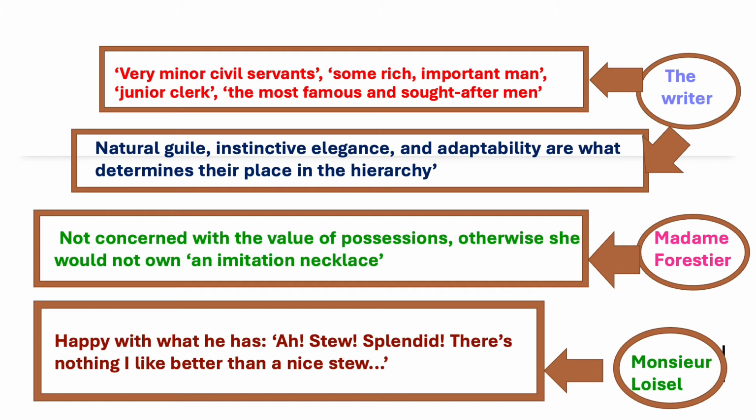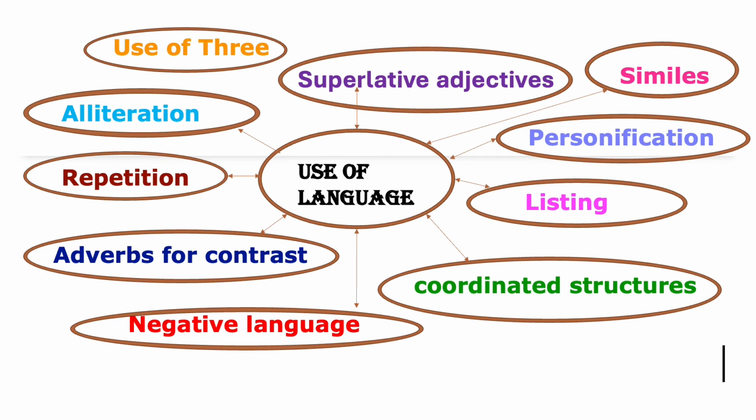Loisel's husband, on the other hand, is contrasted with her as a man who is satisfied with what he has and lives in the world of reality. So those are the points for the second guideline. Now let's look at the last guideline you need to consider, that's use of language.